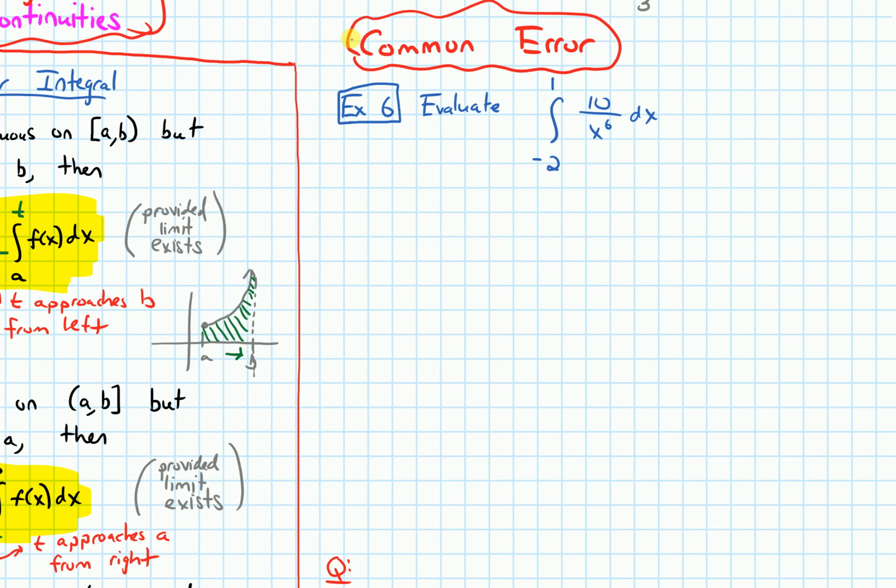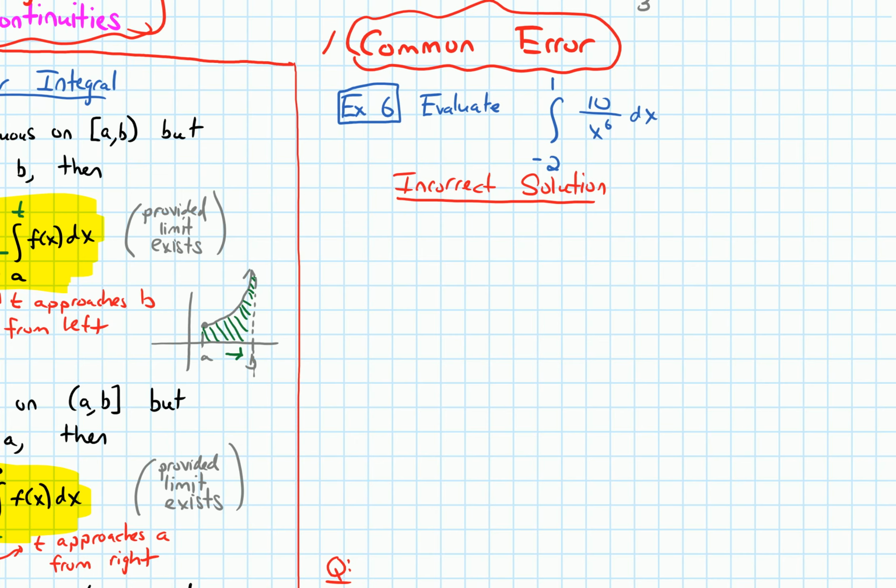In this video, we will talk about a common error folks make when evaluating improper integrals. So I'm going to look at an example to illustrate this. Let's evaluate the integral from -2 to 1 of 10 over x to the 6th. So I first want to do this incorrectly. So I'm going to talk about an incorrect solution.